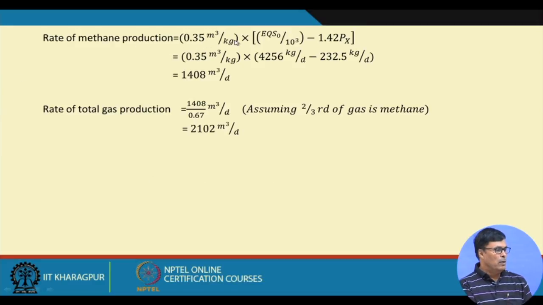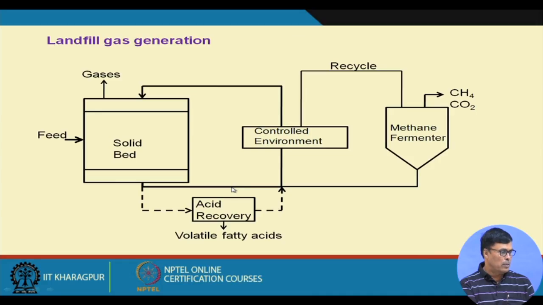The rate of methane, we already have this equation. You put the different values in the equation, and you will get how much methane is produced. Now if we assume 2/3 of the gas is methane, we can find out the total gas produced in the system.